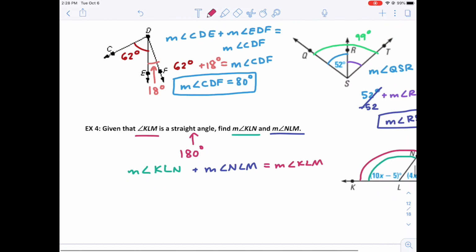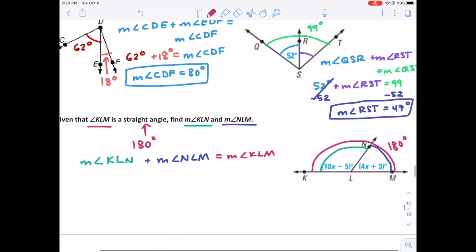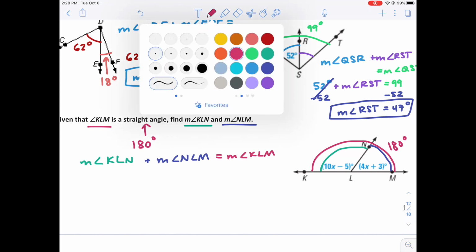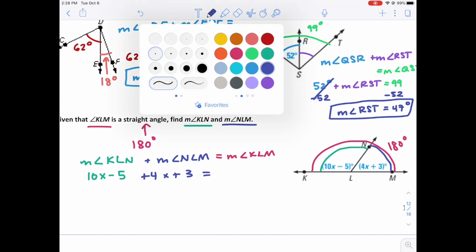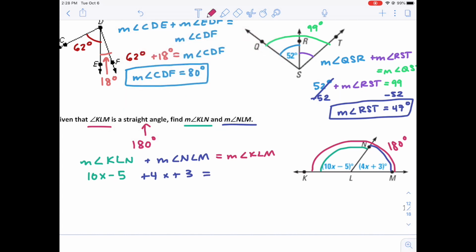You have to be able to do that first because we have to be able to substitute in what we know, especially when we have a question with variables in it. So now I'm going to go through and replace measure of angle KLN with 10x minus 5. I'm going to add in what the measure of angle NLM is, which is 4x plus 3. And then I'm going to write in what the measure of angle KLM is. Well, remember, it's a straight angle, so that's going to be 180.